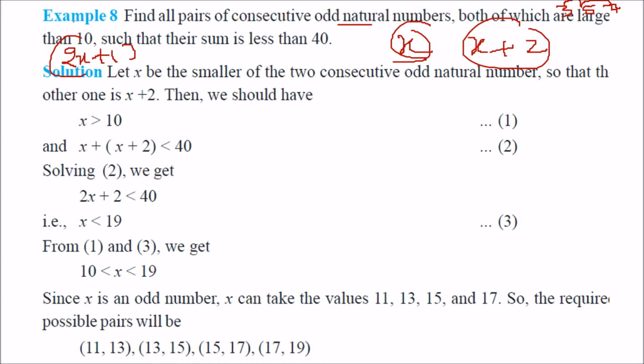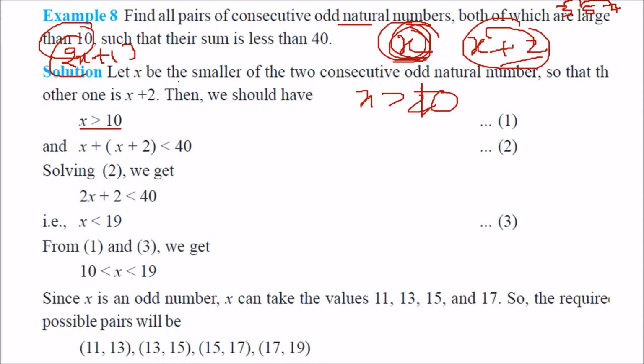And the condition is that both numbers must be larger than 10. So any number has to be greater than 10. Which is greater? x plus 2. So we'll take the smaller one, x, which must be greater than 10. After all, if x is greater than 10, then x plus 2 will always be greater than 10. So x greater than 10.